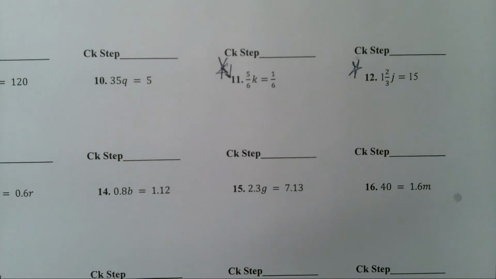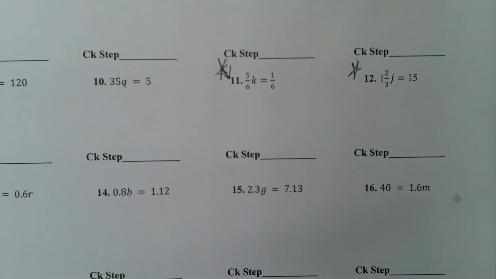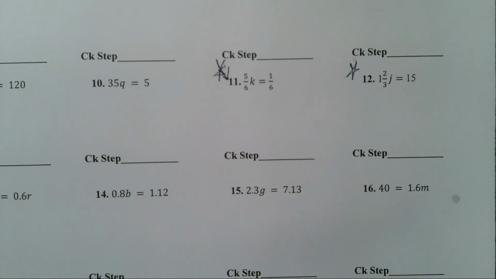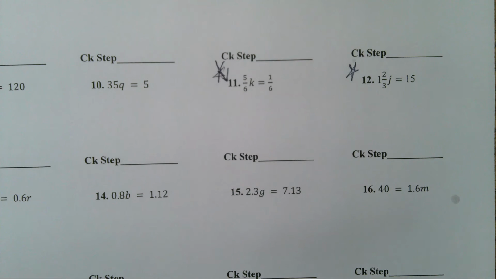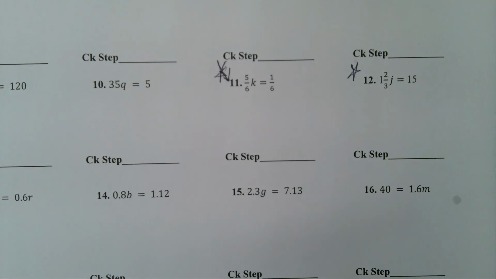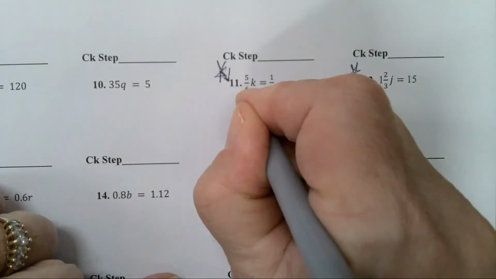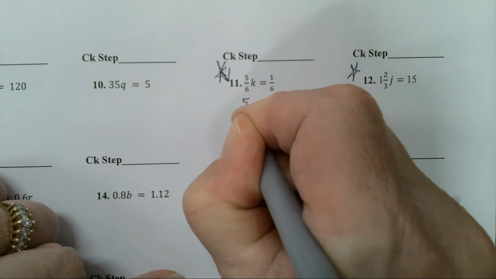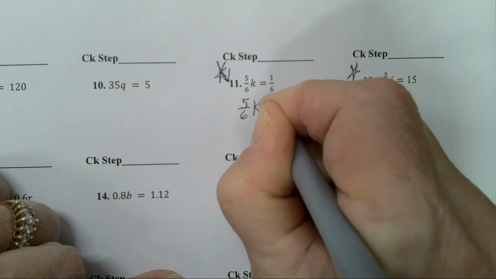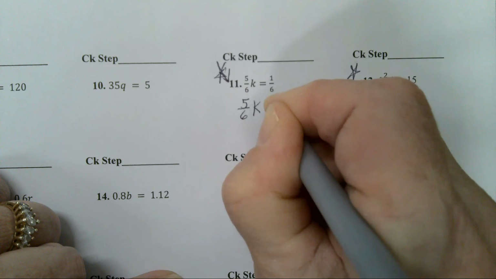Now, there are a couple problems like number 11, and I'm going to pause this. Now, 11 and 12 are the only ones on here that have fractions. As I look through there, we're going to do a worksheet on just practicing with fractions later on this week. Now, let's just rewrite this again. 5/6 times k equals 1/6, right?